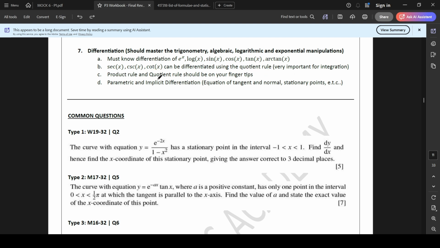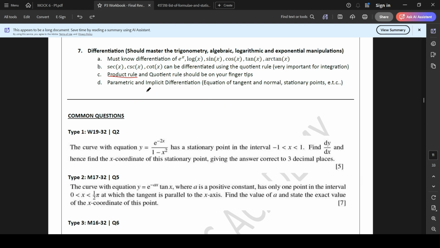Along with the quotient rule, you should also be good with the product rule. Product rule is basically if you have u dot v, two functions multiplied with each other, you differentiate u first and keep v as it is, and then you differentiate v and keep u as it is. That is your product rule. What is your quotient rule?